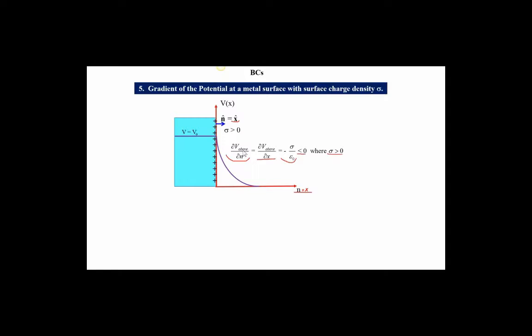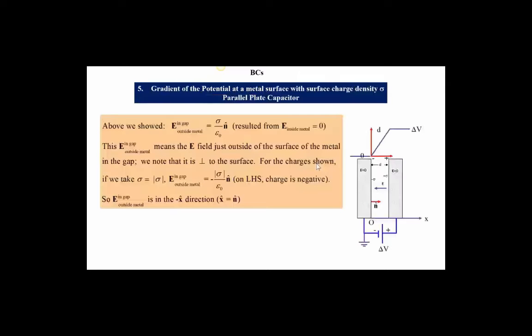Well, look what we have here. The potential as a function of x has a negative slope. And so all of this is consistent, in the sense that this negative slope and the relationship between the slope and the charge density are in fact consistent.